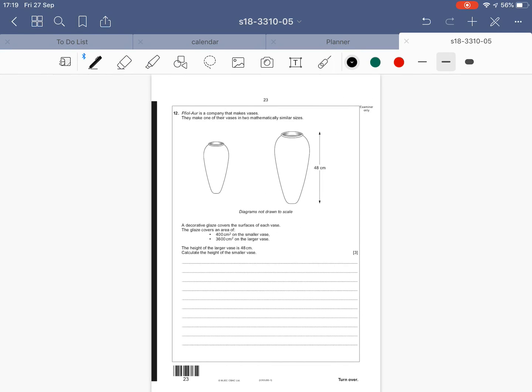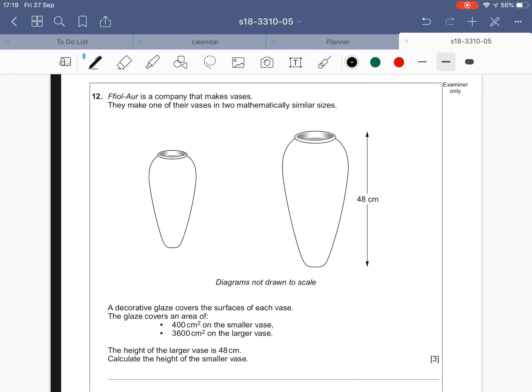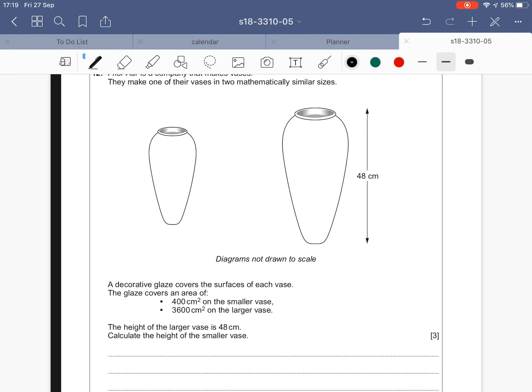Okay, this question is about a company that makes vases. They make one of their vases in two mathematically similar sizes. The surface area of the smaller one is 400 centimeters squared, and the larger one is 3600 centimeters squared. The height of the large vase is 48. Calculate the height of the smaller vase.